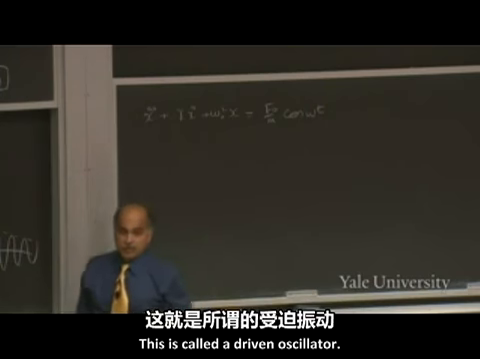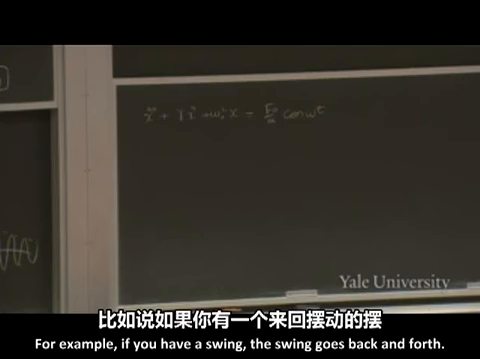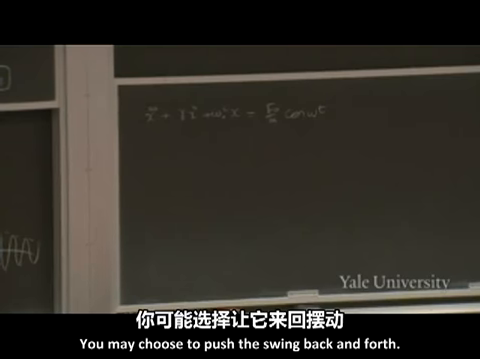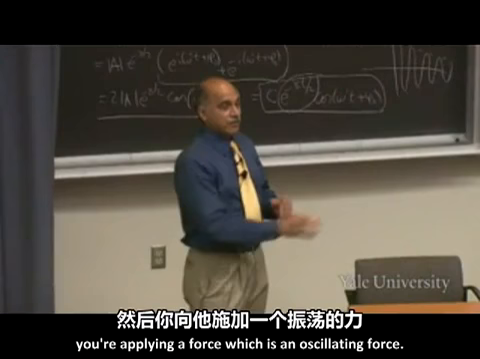This is called the driven oscillator. Driven oscillators are present all the time. For example, if you have a swing that goes back and forth, you may choose to push the swing back and forth. If you've got a kid in a park, you're applying a force, which is an oscillating force.